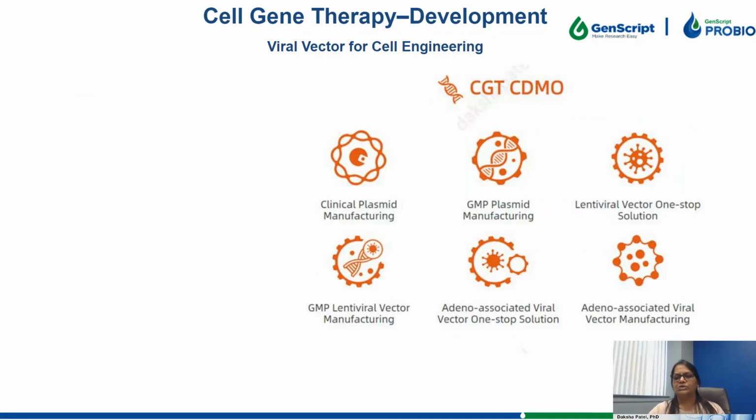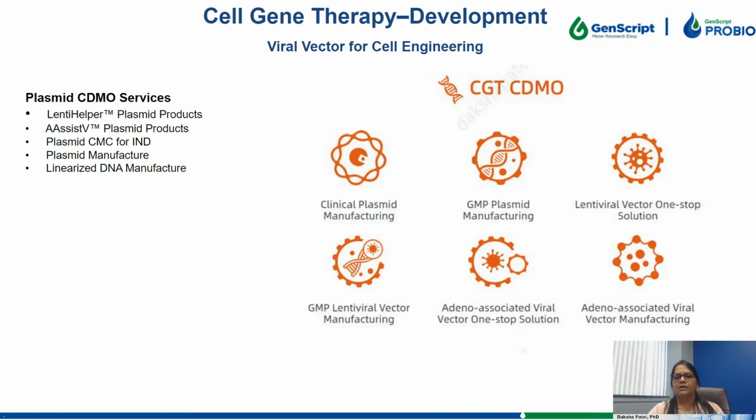GenScript ProBio is a CDMO service. It provides the CDMO service for CGT application, and all customized options are available. And the most commonly used material in gene therapy development and cell therapy development is plasmid. So GenScript ProBio also provides the service for plasmid of any size for various applications, including GMP plasmid production in different quality, and the service accommodates both small scale as well as large scale requirements.